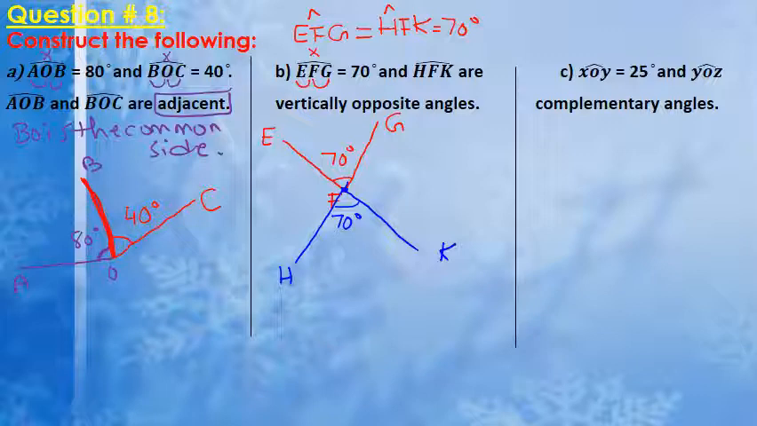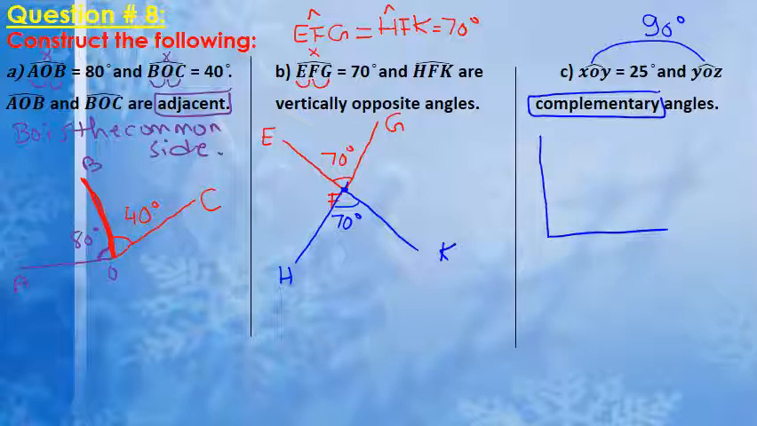In part C, we should draw two angles XOY and YOZ, which are complementary angles. Always to draw complementary angles, we know that the sum of these two angles should be 90 degrees. So we start by drawing a right angle first. This is a right angle using a protractor.